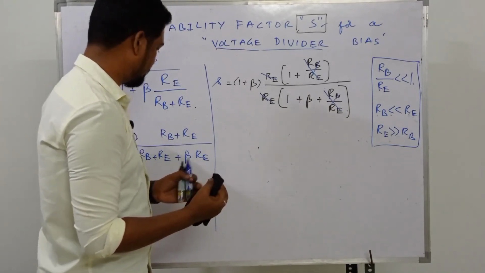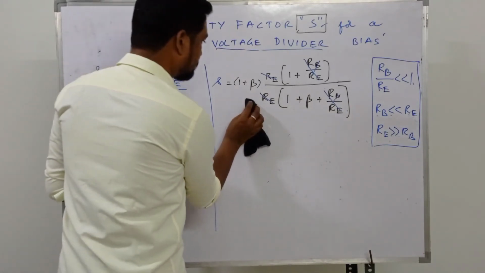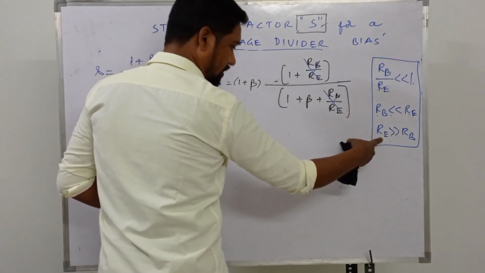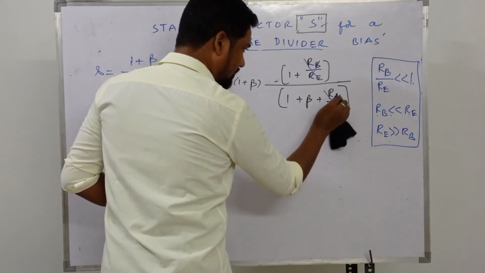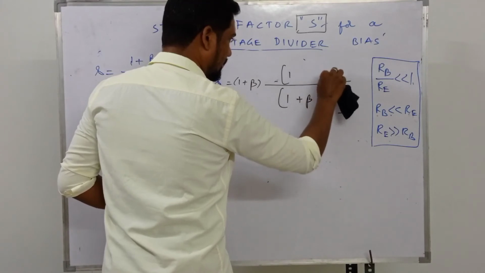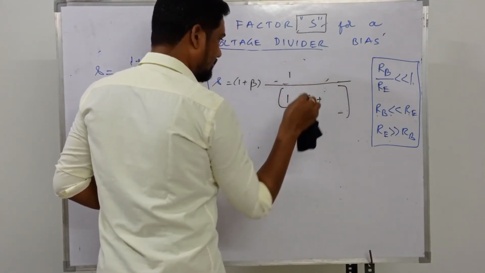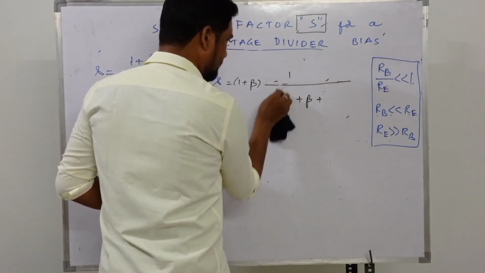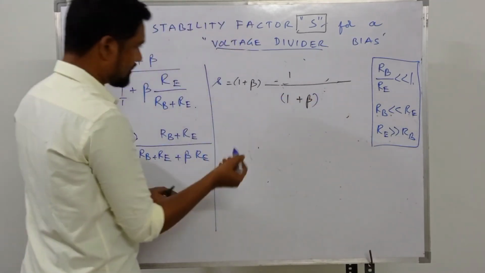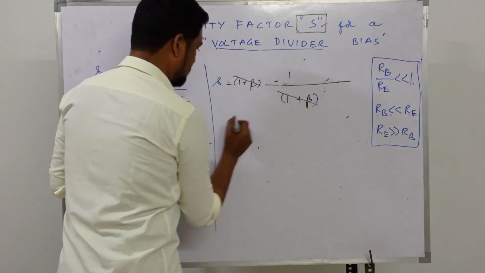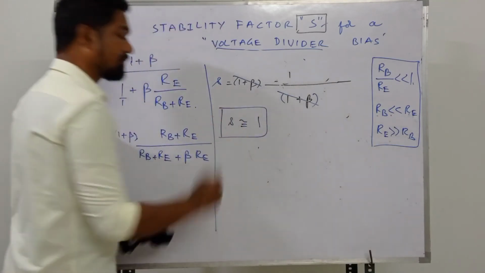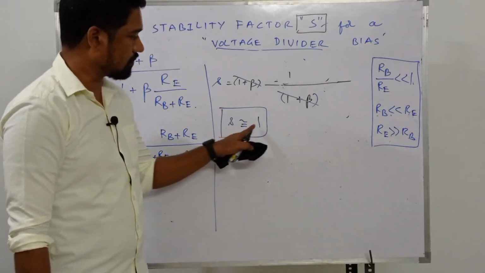I'm erasing this away here. This got cancelled previously itself, and with this arrangement, this has got no significance, and even this has got no significance over here. So guys, what are we left with? It's this one, and something else gets cancelled, 1 plus beta and 1 plus beta, so S will be approximately equal to 1, which is the best design. Stability factor S equal to 1 is the best design.